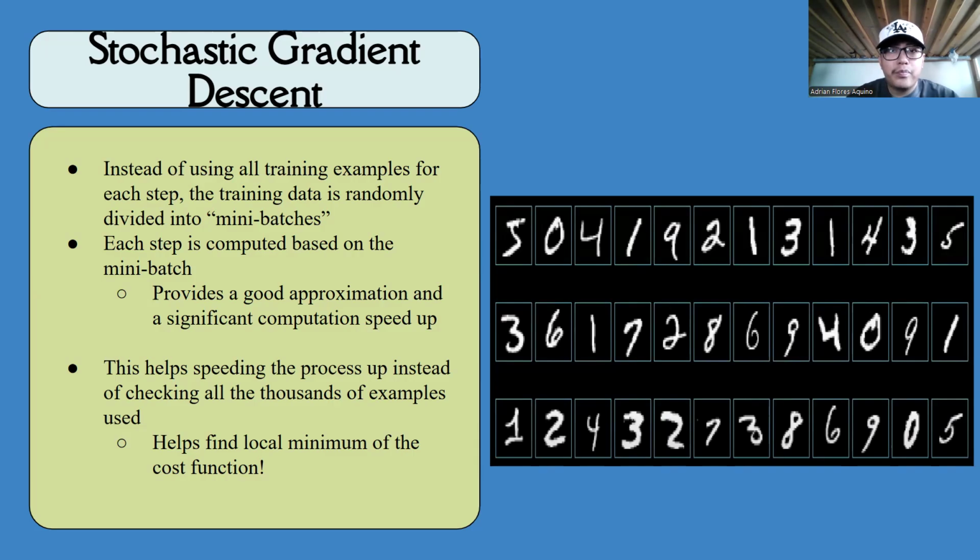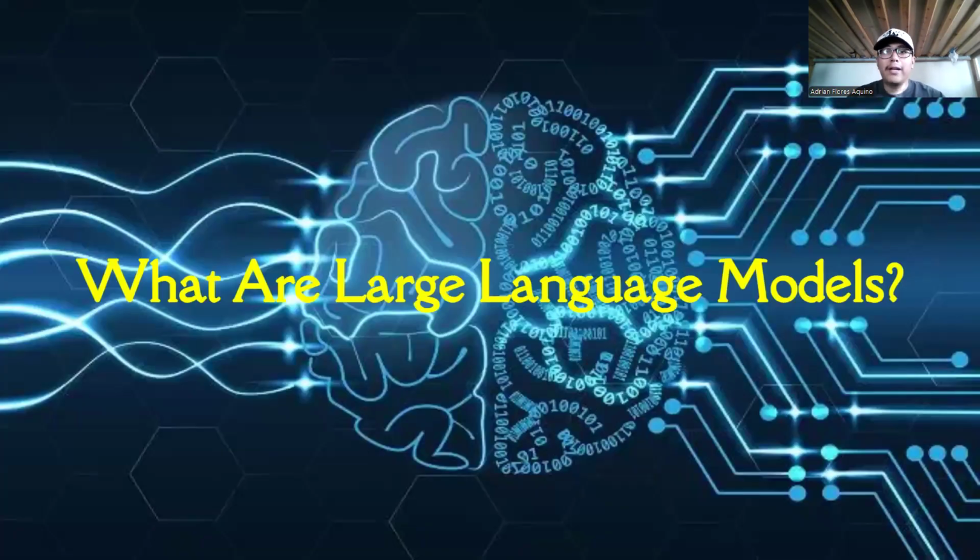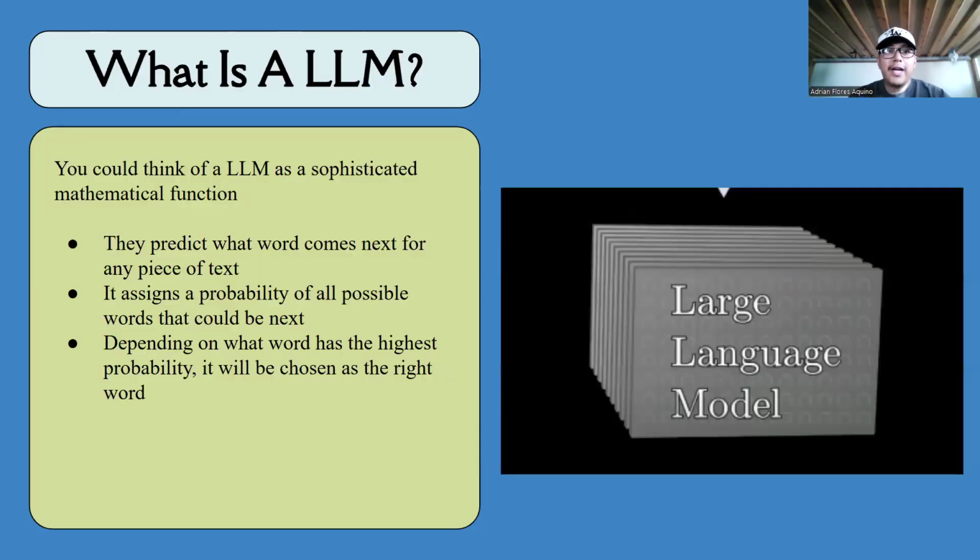And now I'll be talking about language models, right? What is an LLM, right? You could think of it as a sophisticated mathematical function that predicts what word is going to come next for any piece of text. It assigns a probability to all possible words that could be next, and depending on which word has the highest probability, it will be chosen, right?